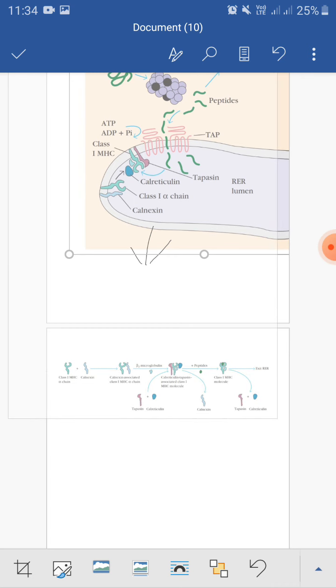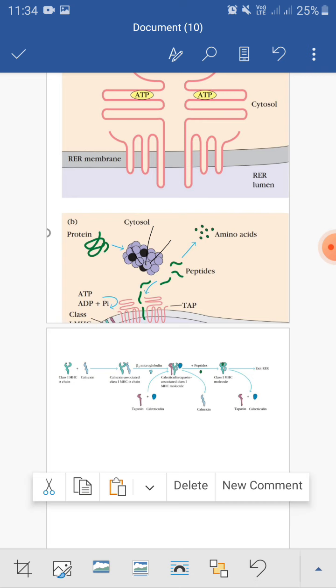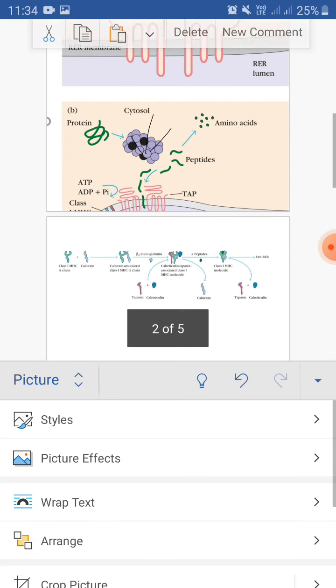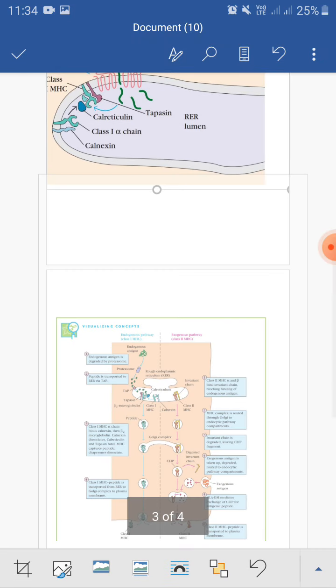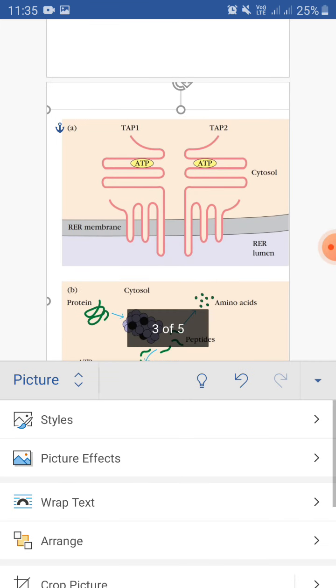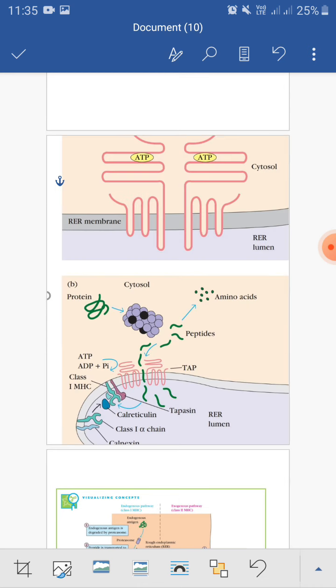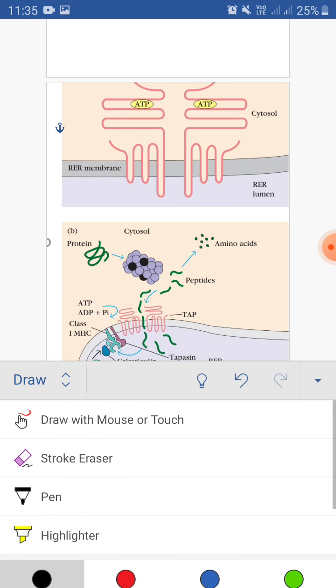Here I made some mistakes. I think I need to make it smaller first. Yes, now it is good, I think. Here you can see how the processing actually takes place. Wait, sorry for the interruption.